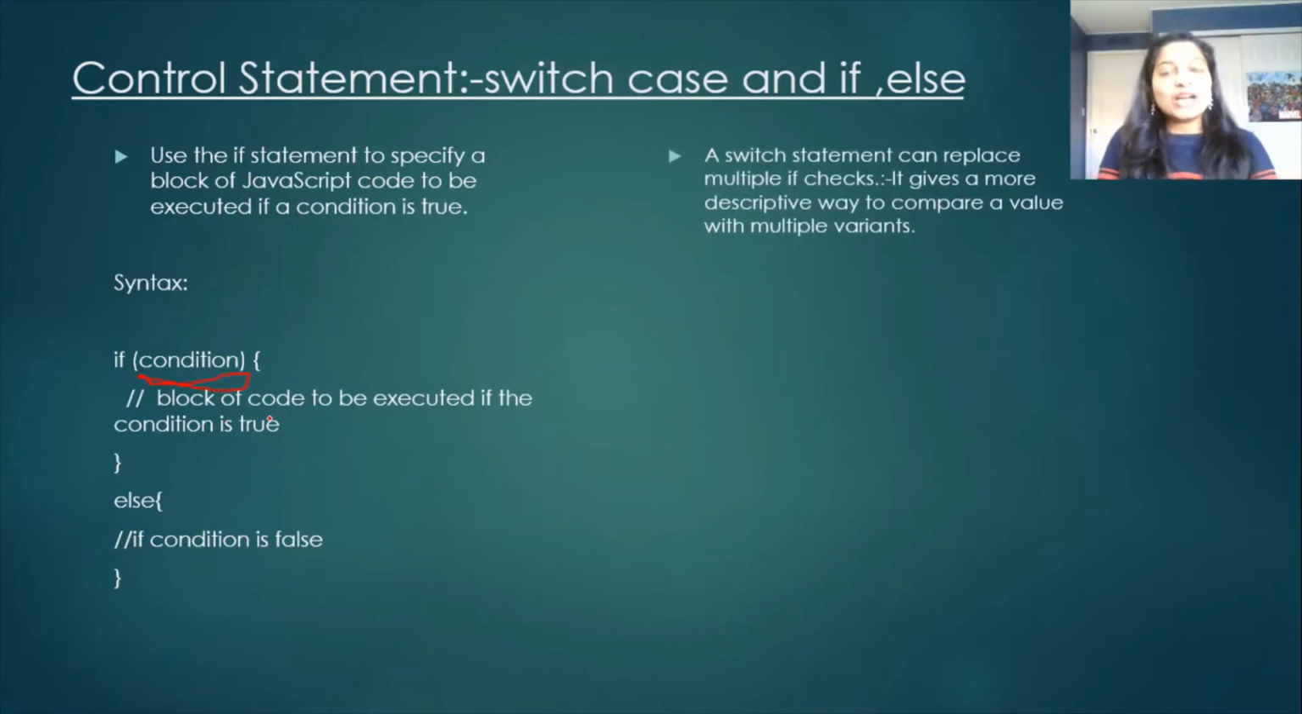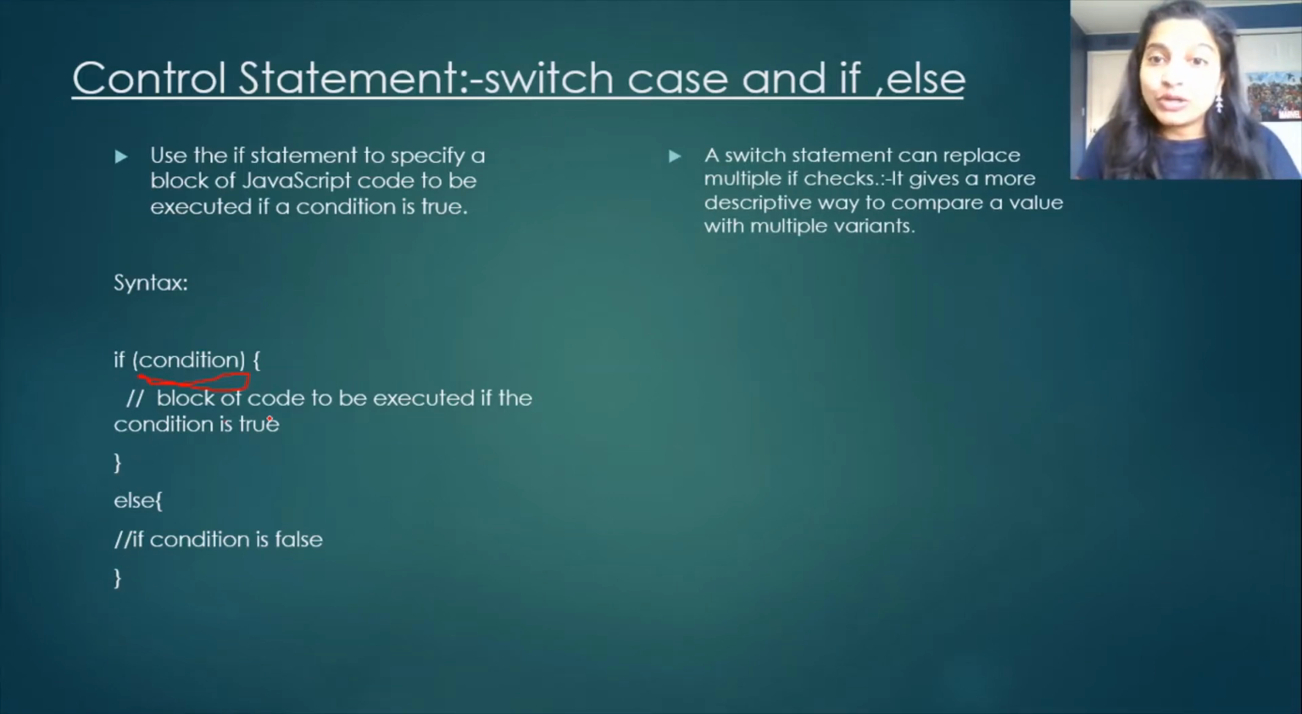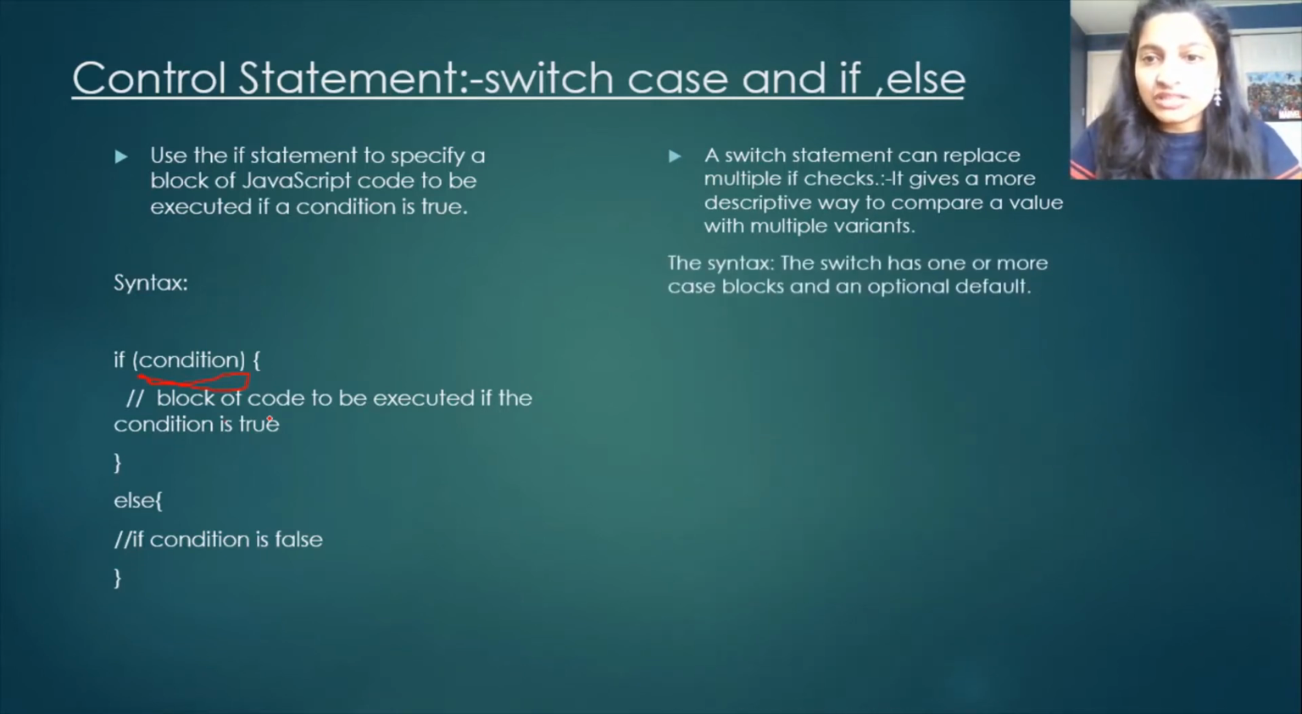So we have another control statement which we call the switch statement, and it replaces multiple if checks. It gives a more descriptive way to compare a value with multiple variants. There are many other programs, like if you want to understand the average of students, where there are 3-4 conditions. If we see the switch statement syntax, the switch has one or more case blocks and an optional default. Default would be like, if all the above conditions are not suitable, then run the default.